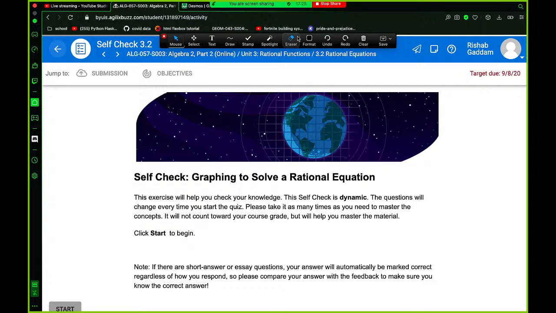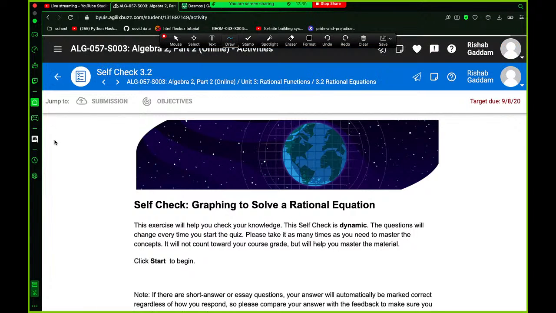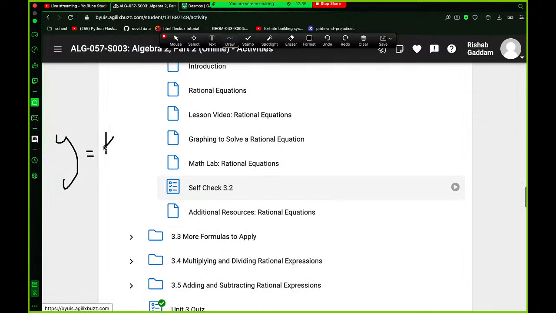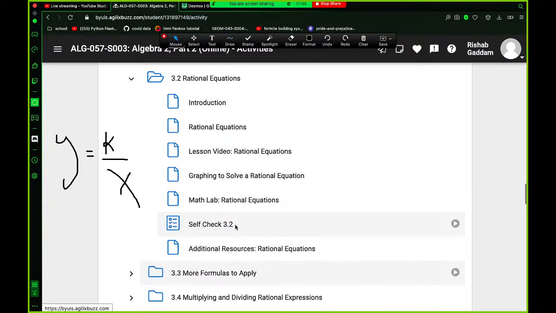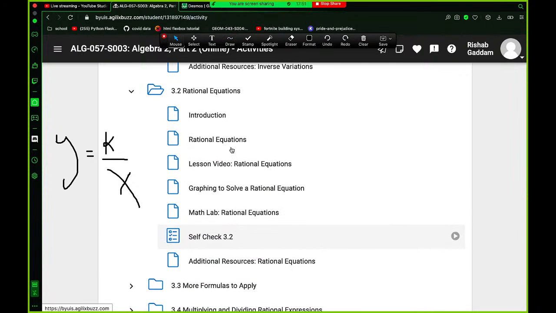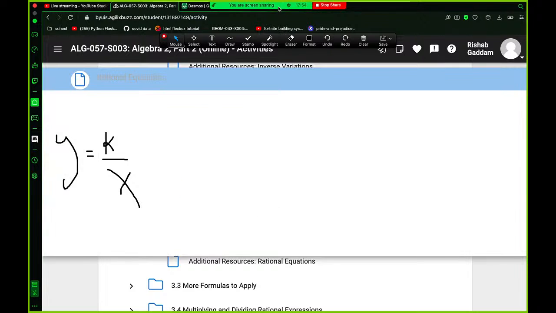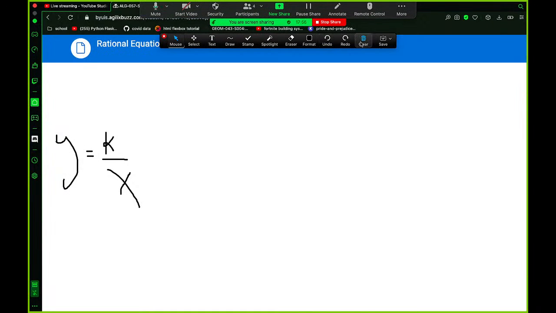Rational equations basically again look like this. They're like y is equal to k over x. This is one way to write an inverse variation or a rational equation. So let's learn about what rational equations are. Let me first clear my screen.